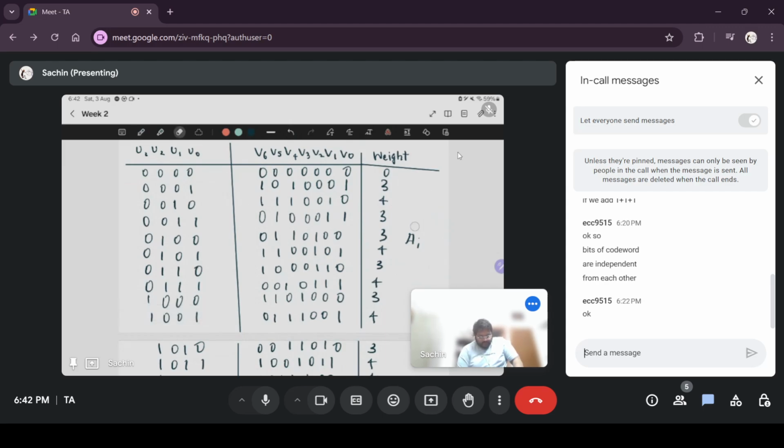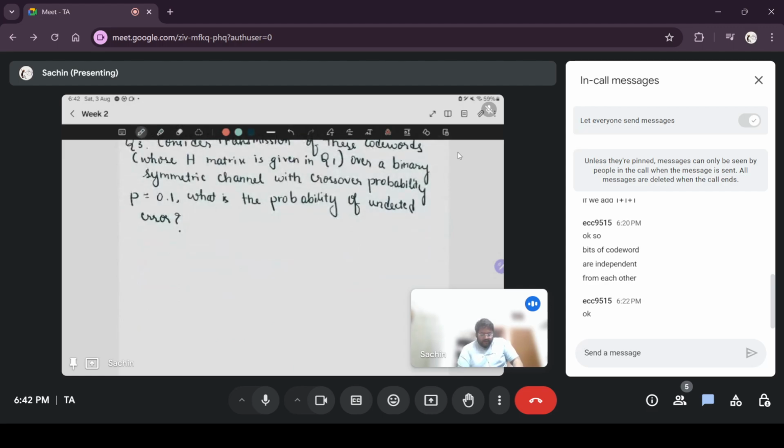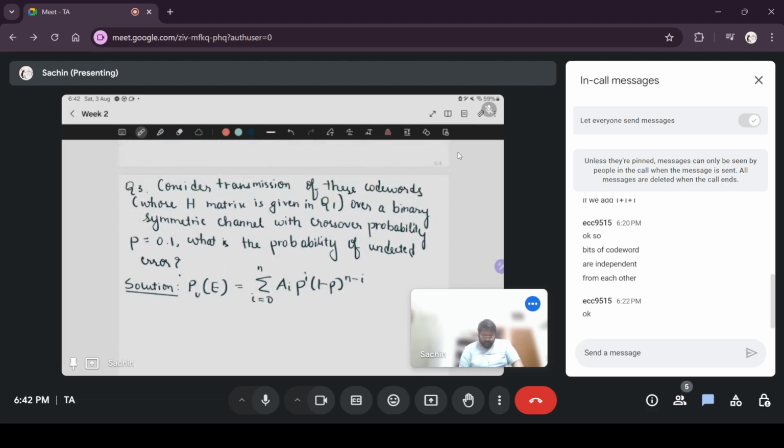So the overall probability of error being undetected, this formula was given in the class. I just explained how that formula works, that's all. So the solution: the probability of error going undetected is the summation of Ai p power i into 1 minus p power n minus i. And this i can go from 0 to n, as we saw in the previous problem.